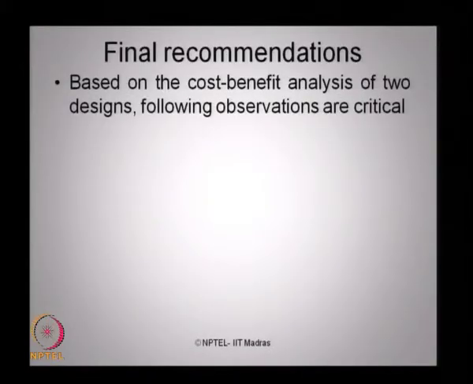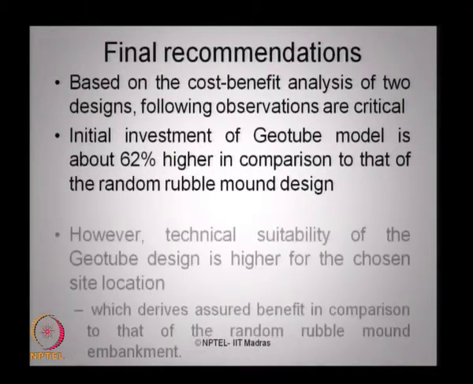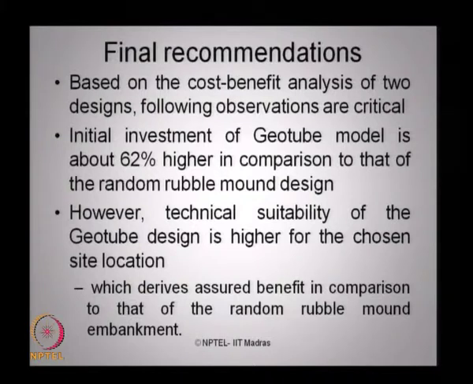So, based on the cost benefit analysis studies conducted on the two designs, the following critical observations are made. Initial investment of geotube model is about 62% higher in comparison to that of conventional random rubble mound design, there is no doubt on it. However, the technical suitability of the geotube design is far superior for the chosen site location. So, it is a site specific design. Therefore, this derives an assured benefit in comparison to that of random rubble mound embankment, because it is highly suitable for the specific site under discussion.